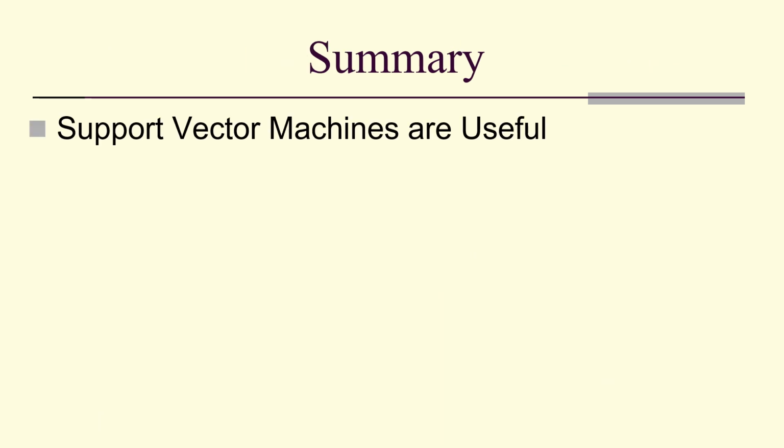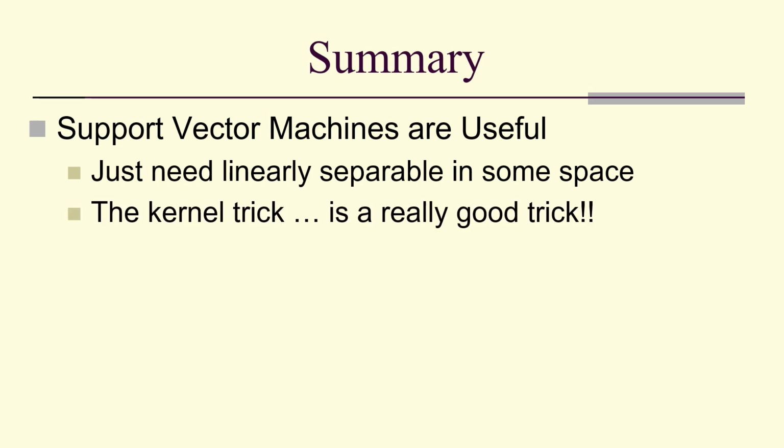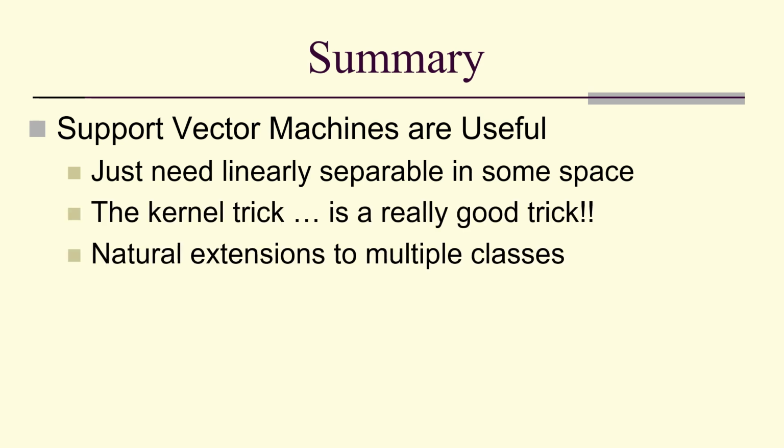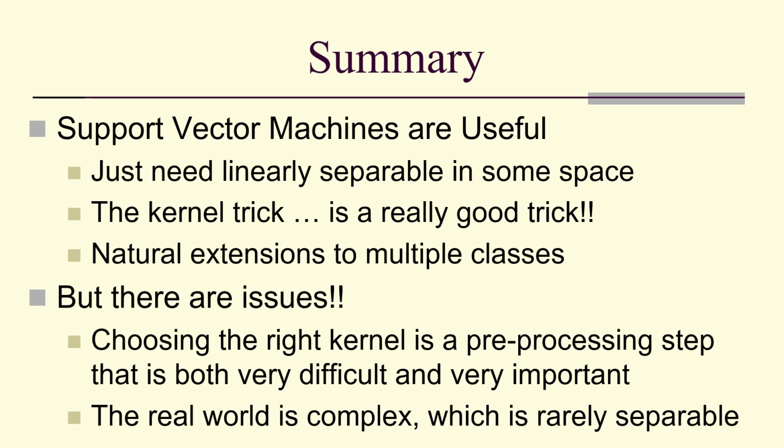So in summary, support vector machines are quite useful. Just need linearly separable somewhere. The kernel trick is a really good trick. And there are natural extensions to multiple classes. But there are issues. Choosing the right kernel can be very difficult, and it's also a very important choice. And finally, the real world is complex. So we may not have linearly separable somewhere in real world situations.